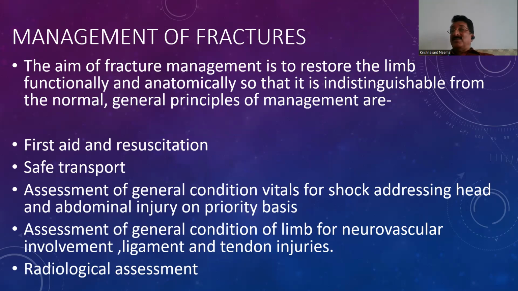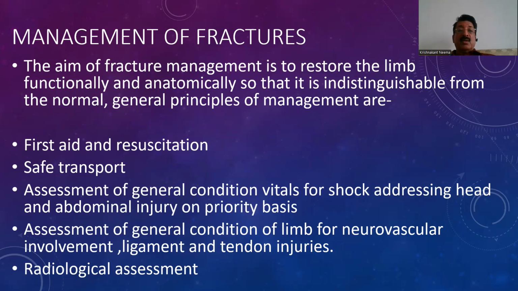If you don't have access to CT scan, you are supposed to take oblique views. So you take AP, lateral, and left and right oblique views to know more about the fracture around the joint. But if you have access to CT scan, you must take the help of CT scan. Now, after you have diagnosed the fracture and the fracture pattern, what you need to do is manage the fractures.